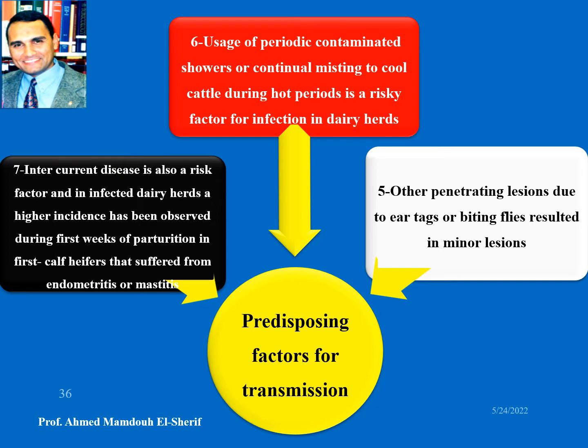Number 7, intercurrent disease is also a risk factor, and in infected dairy herds, a higher incidence has been observed during the first weeks of parturition in first calf heifers that suffered from endometritis or mastitis.